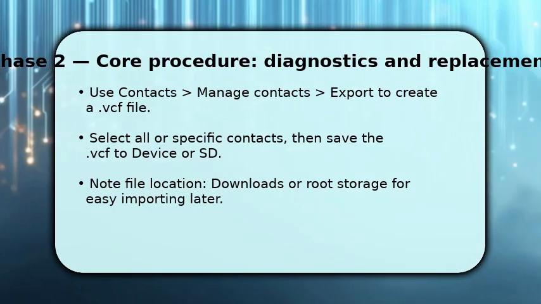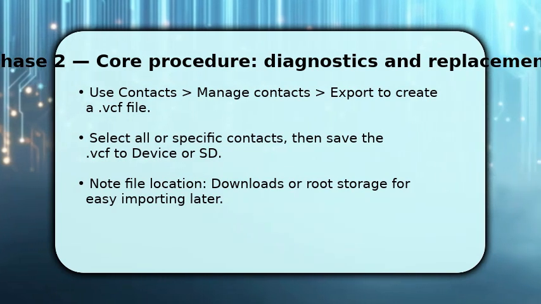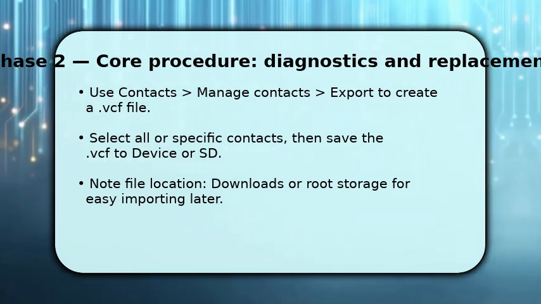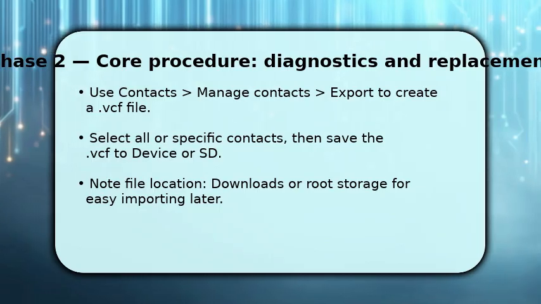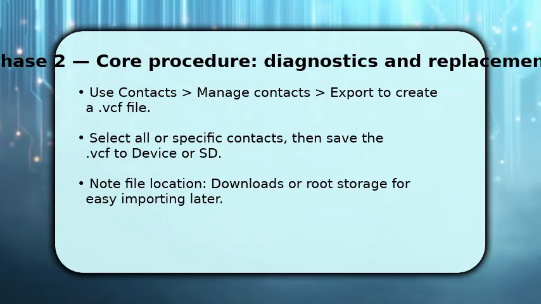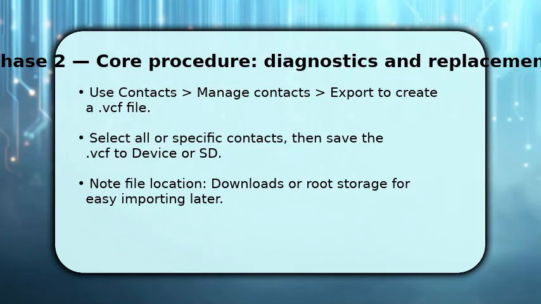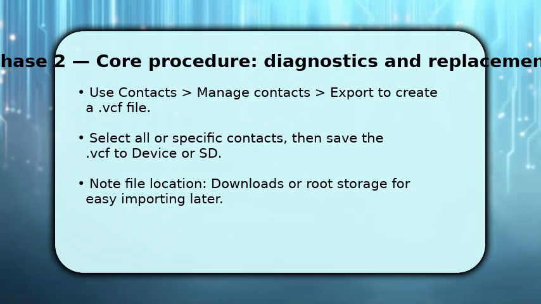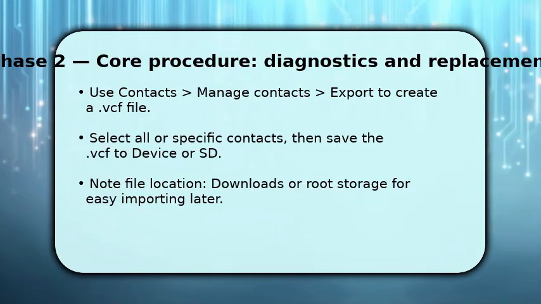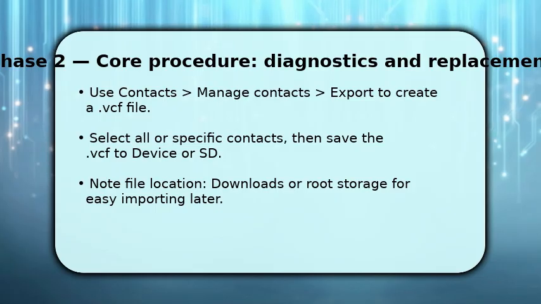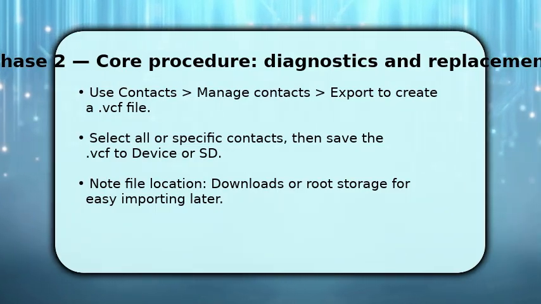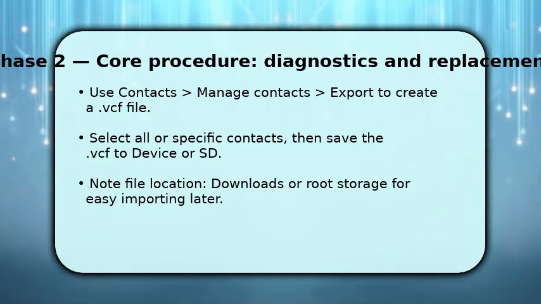Next, export the contacts to create a transferable file. Go to Manage Contacts and pick Export to VCF. Select all or just the contacts you want to move. Save that VCF file to device storage or an SD card so you can import it into the new account. Once saved, confirm the file path, typically downloads or root storage, because you'll navigate there when importing. This step isolates your data, so you can safely change where contacts are stored.